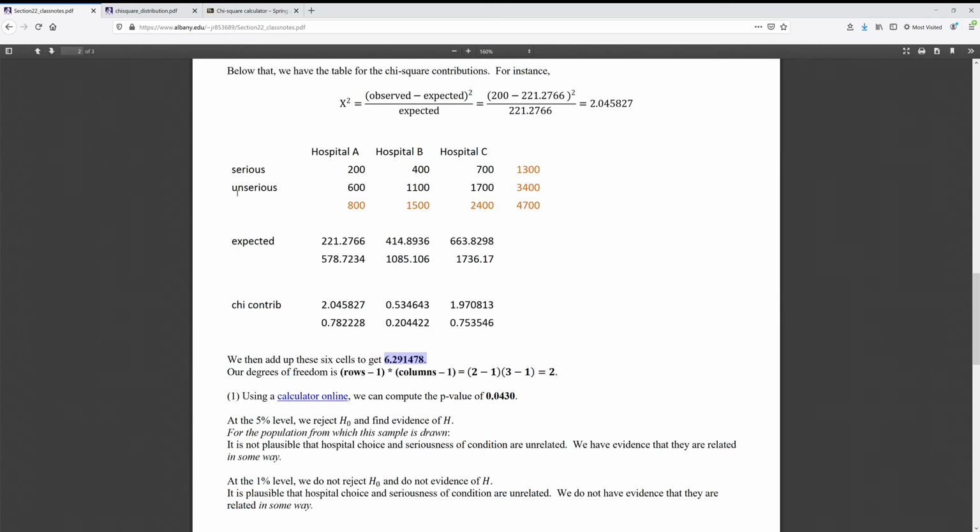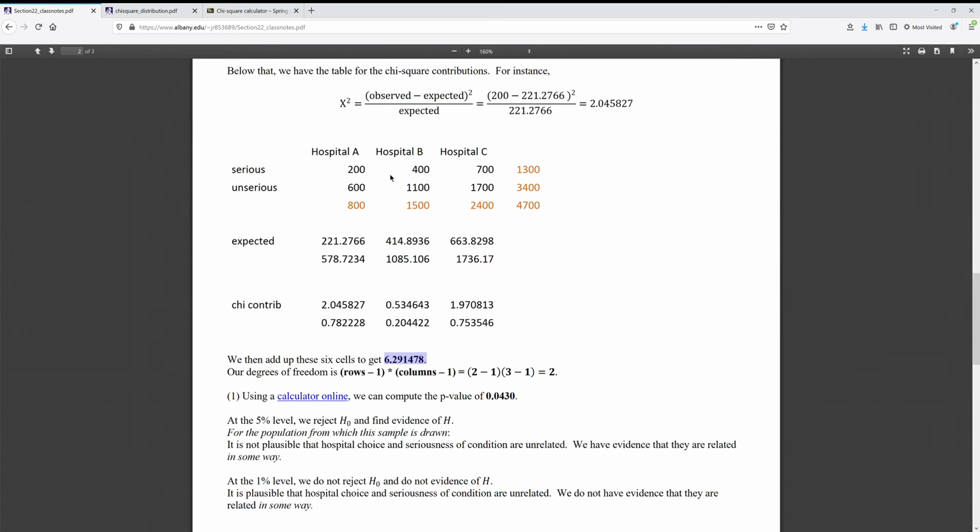So we have 2 categories. For row categories we have 2. For column categories we have 3. It doesn't greatly matter which is which, of course, here. So this minus 1, which is 1, 2 minus 1 times 3 minus 1.